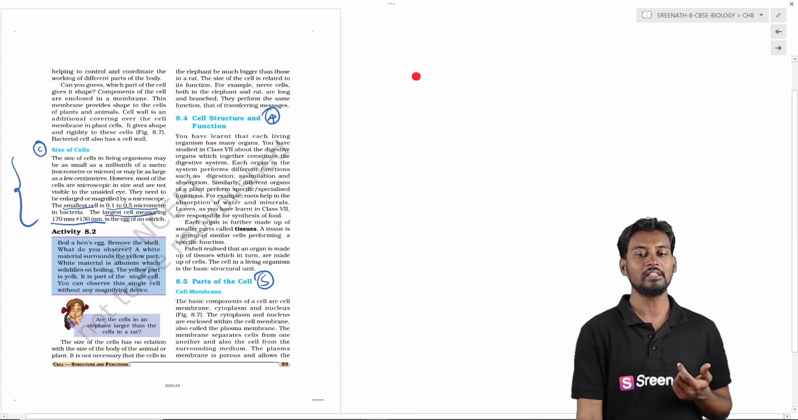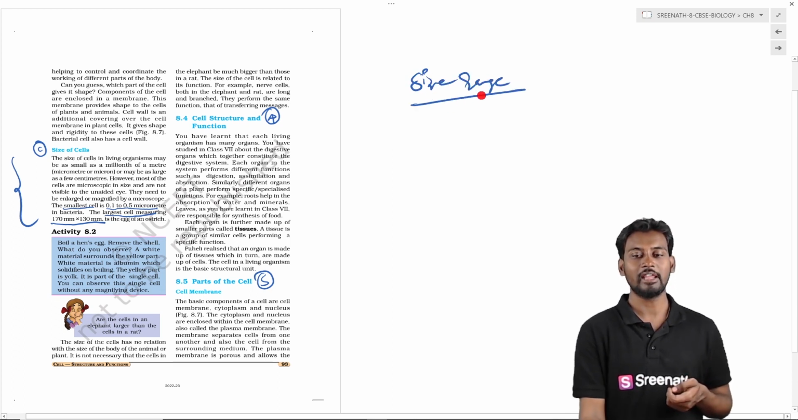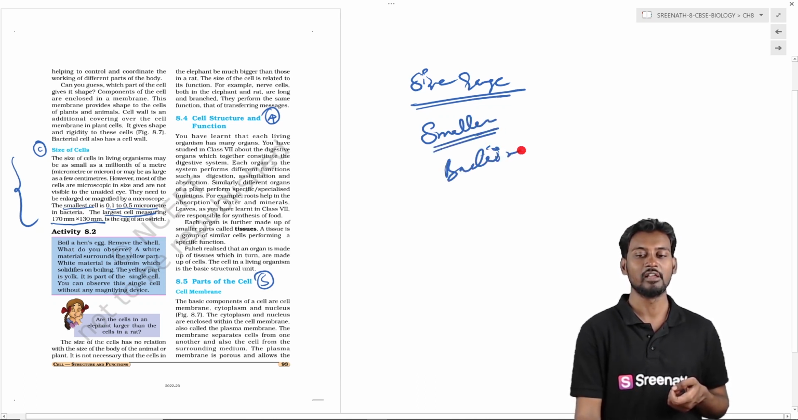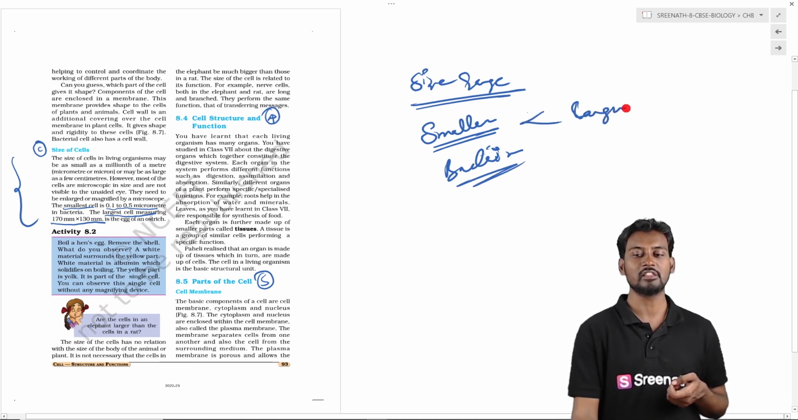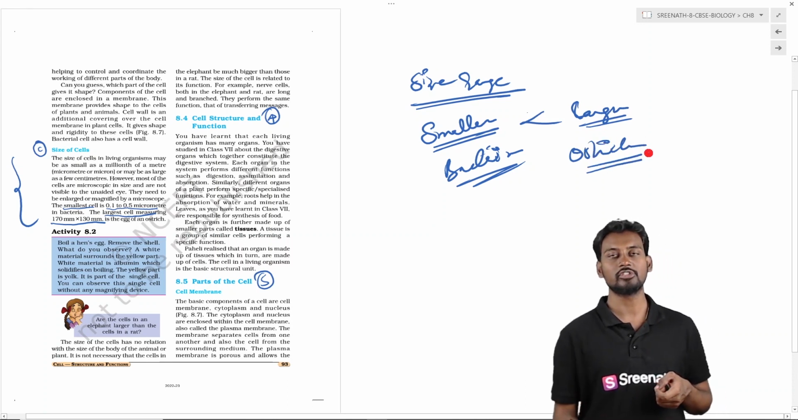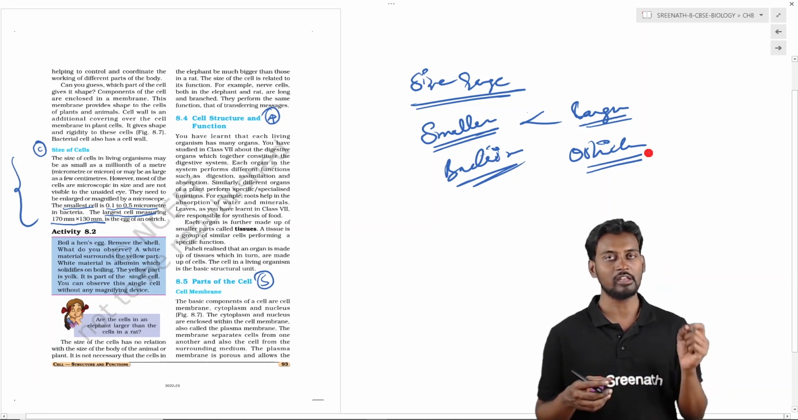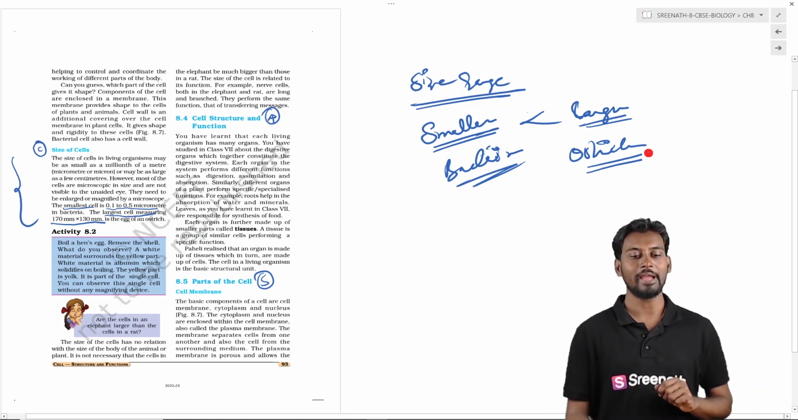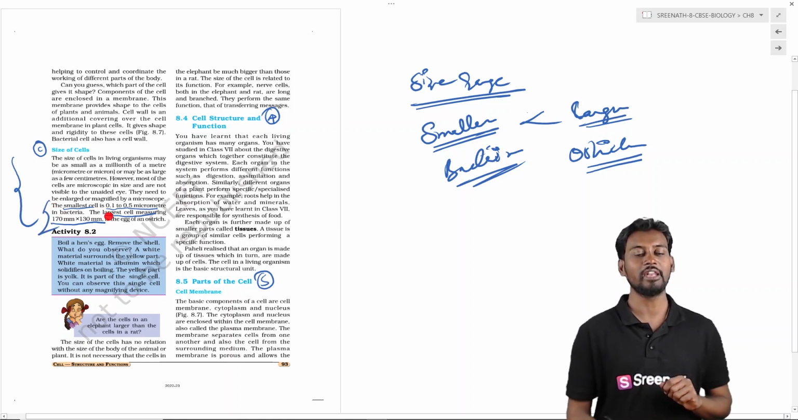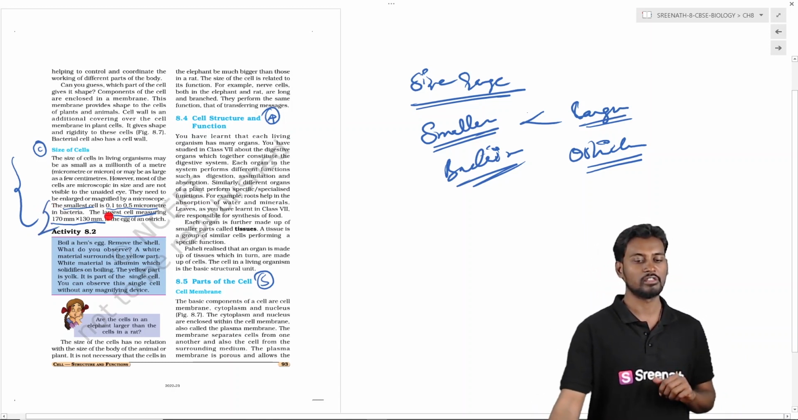So the size of the cell ranges from a smaller size, which is the bacterial cell, to larger cells, which is the ostrich egg. The ostrich egg is larger in size compared to the bacteria, which are smaller. So cells vary very much in size.